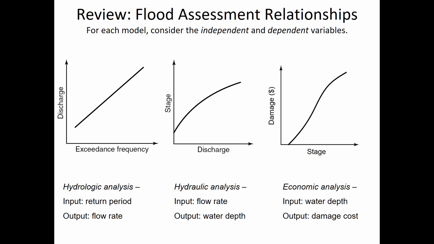And then for this final model, we put in a certain depth, and ask how much damage do we experience? And so stage versus damage. The input, the independent variable, is the depth. And then for this economic model, a surveyor has gone out and identified at what elevation different structures are. And then we have from the tax data the appraised value of every structure.